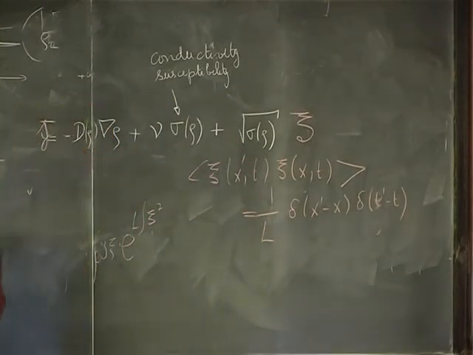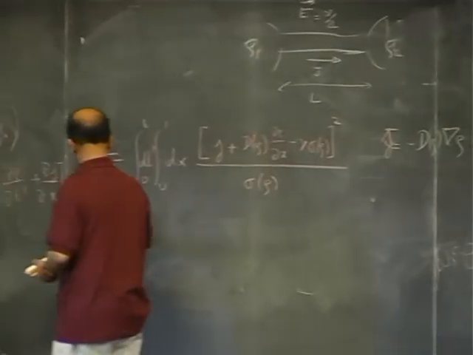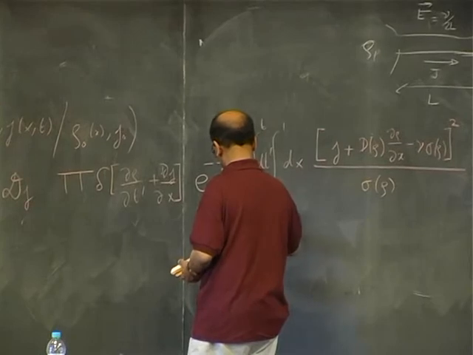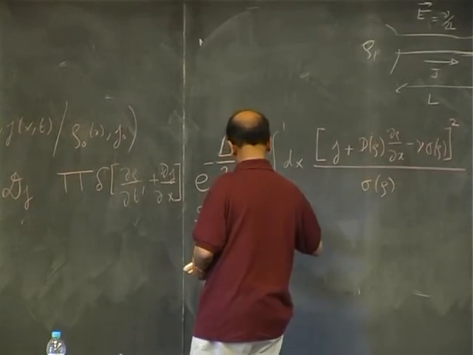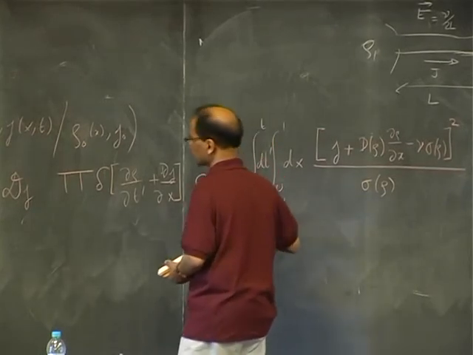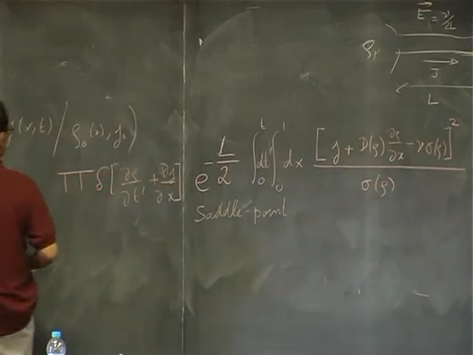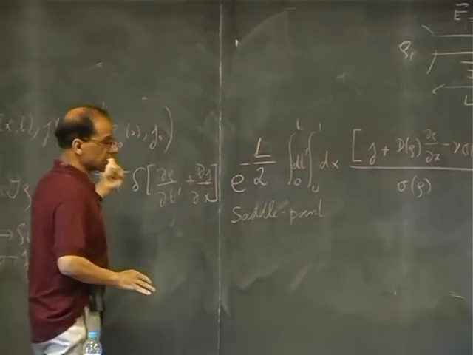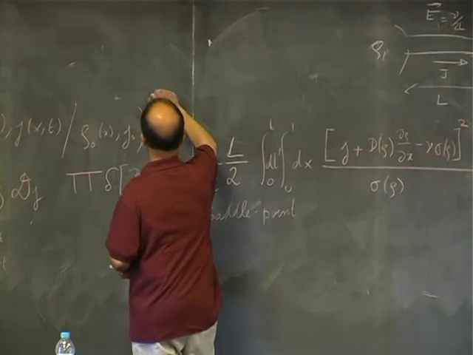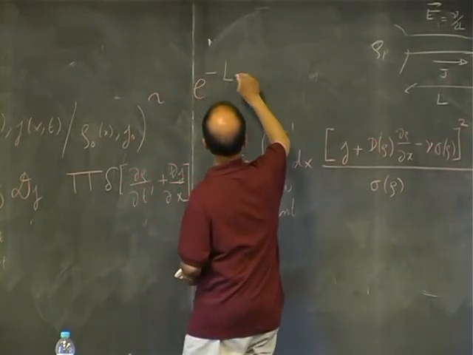But the nice thing is that here, L is big. So you can do a saddle point. I'm almost ending. And for the saddle point, don't forget that we are looking at some kind of large deviations. So we are looking at a function of this type.